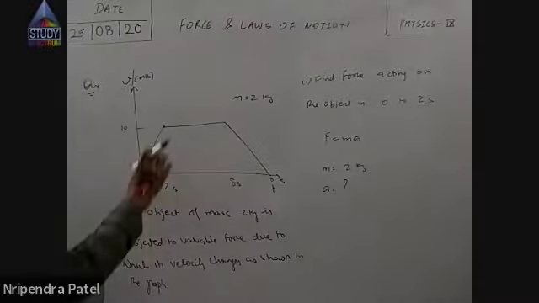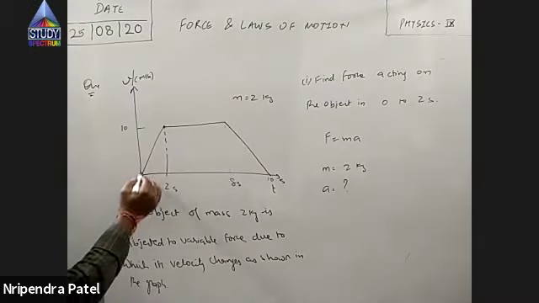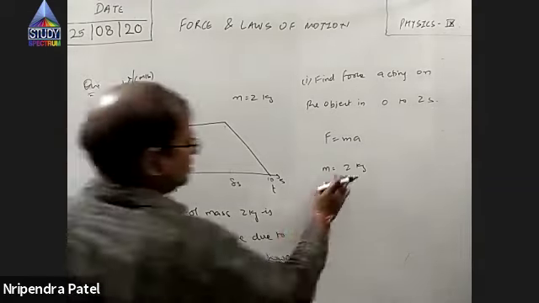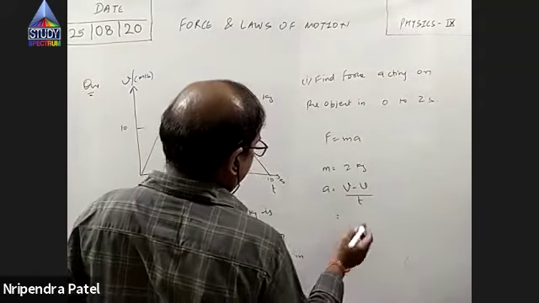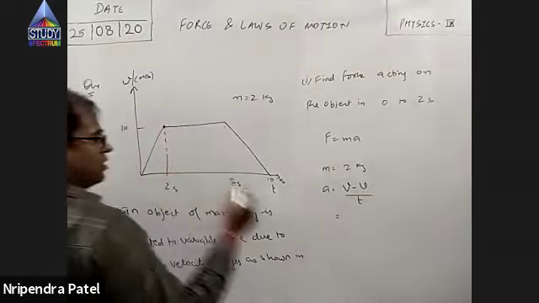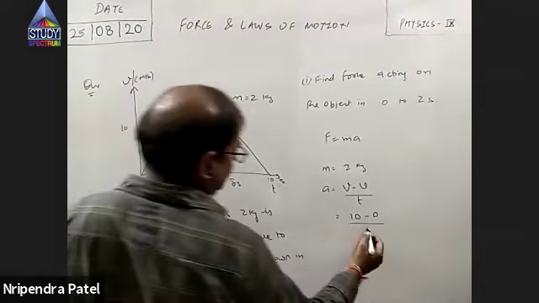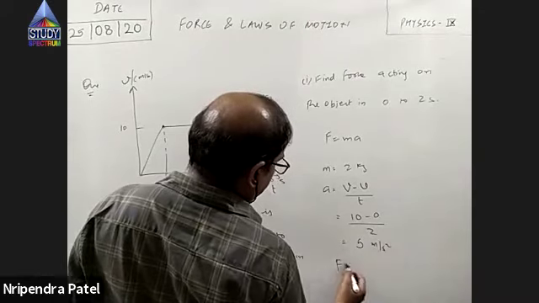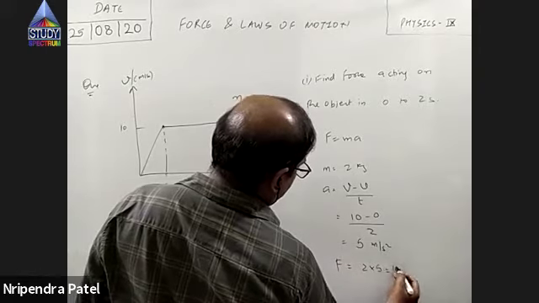So how do we use a velocity-time graph? In the first 2 seconds, what is the change in velocity? The velocity changes from 0 to 10 in 2 seconds. Acceleration is final velocity minus initial velocity. The answer is 5 meter per second square. So force is m into a, so 2 into 5, that is 10 Newton.